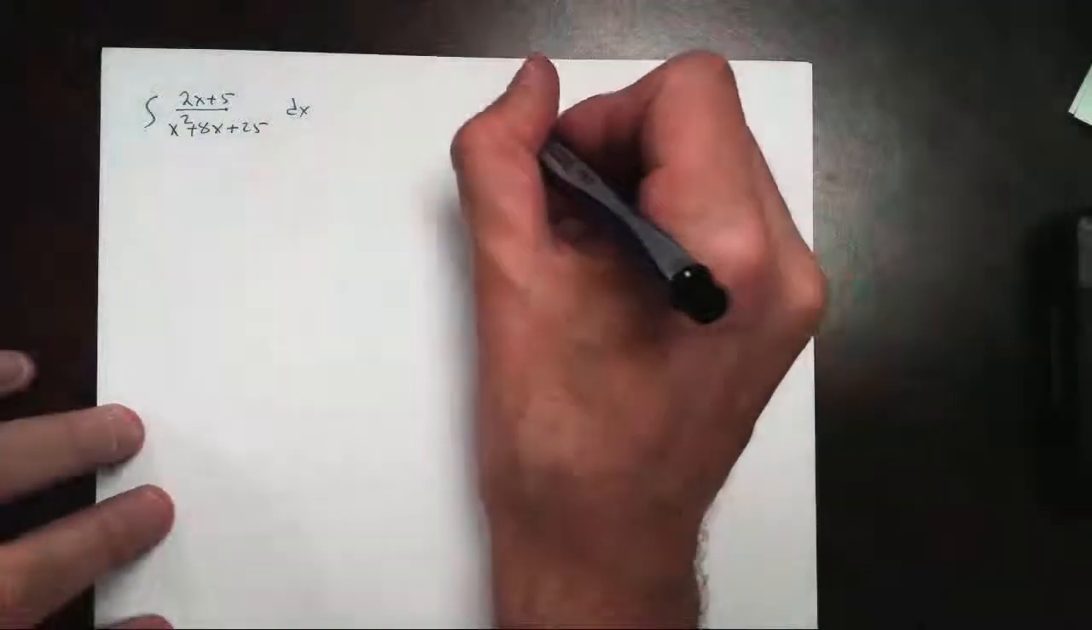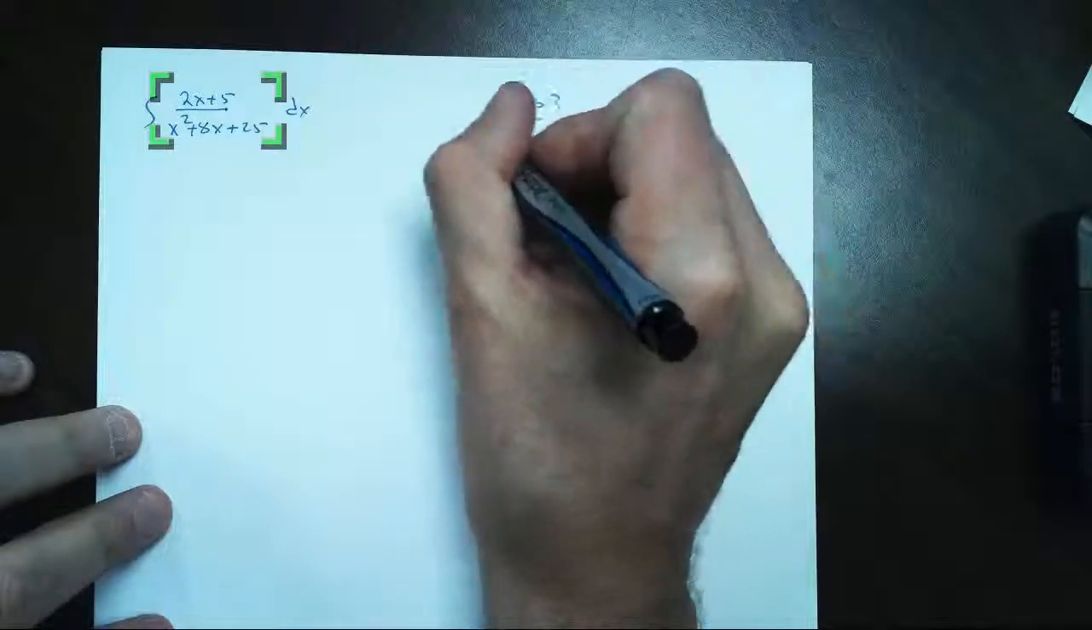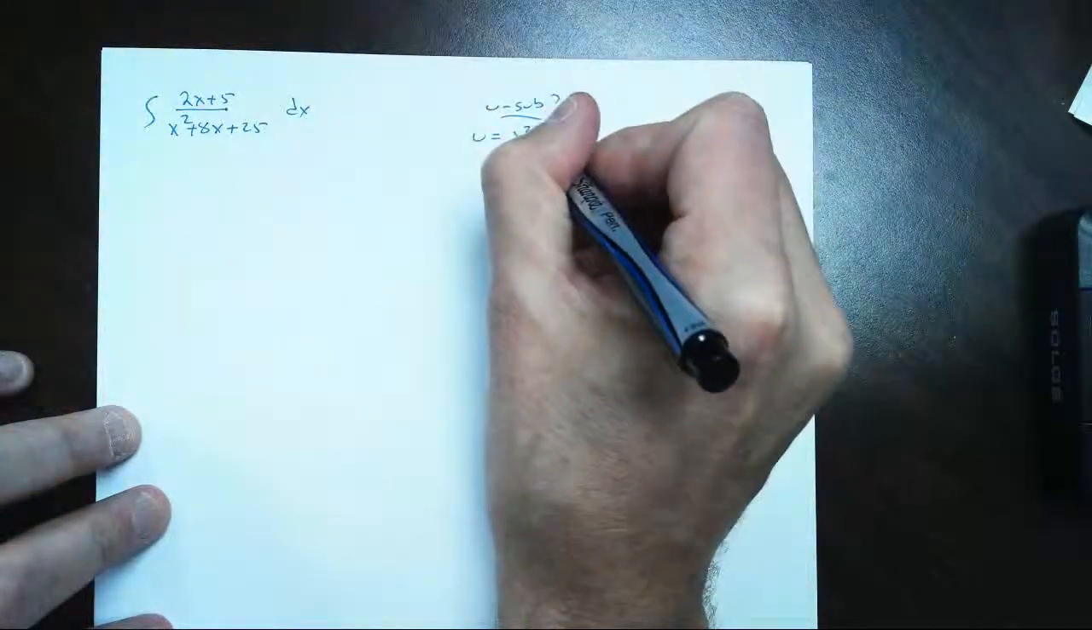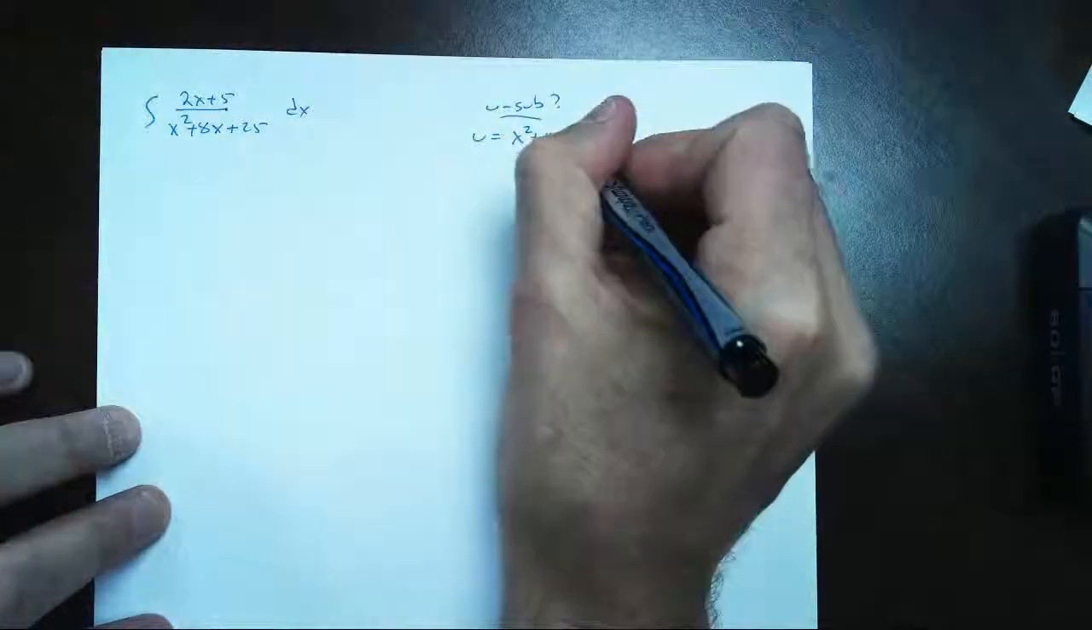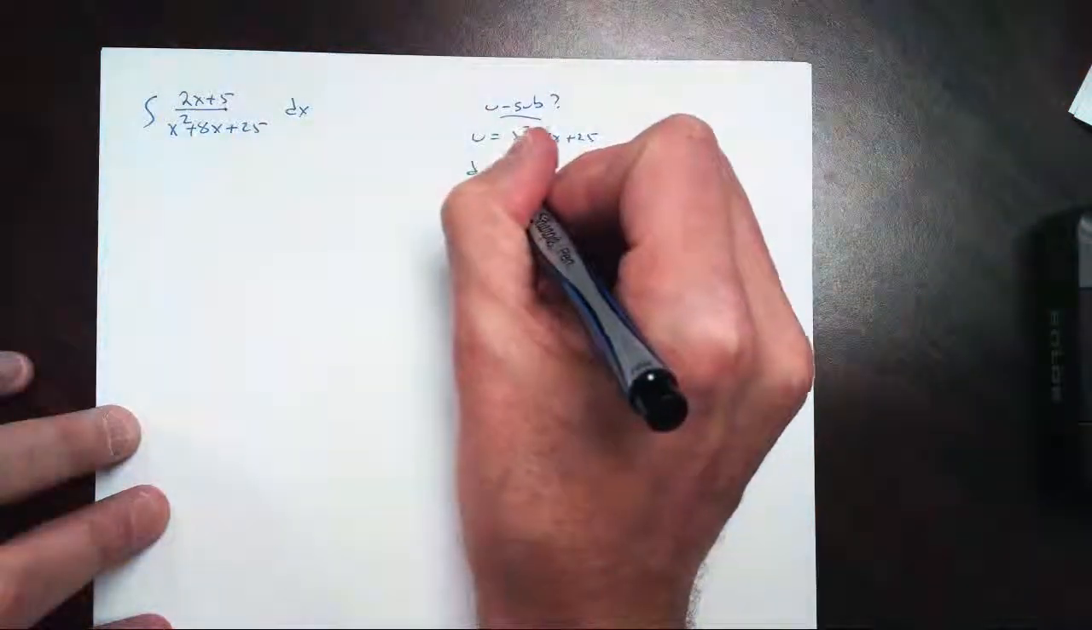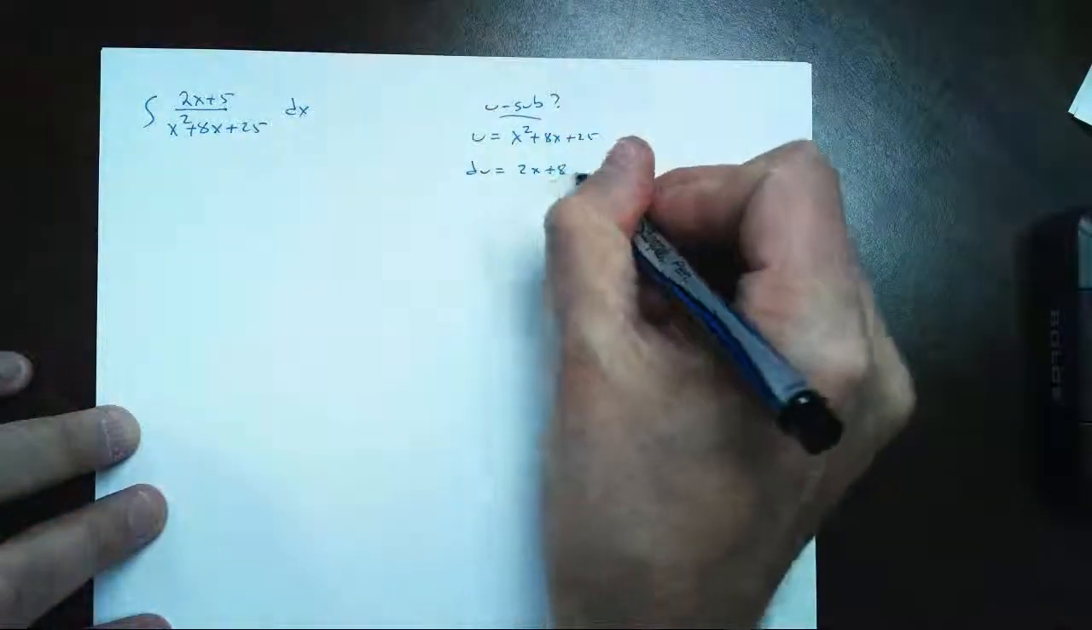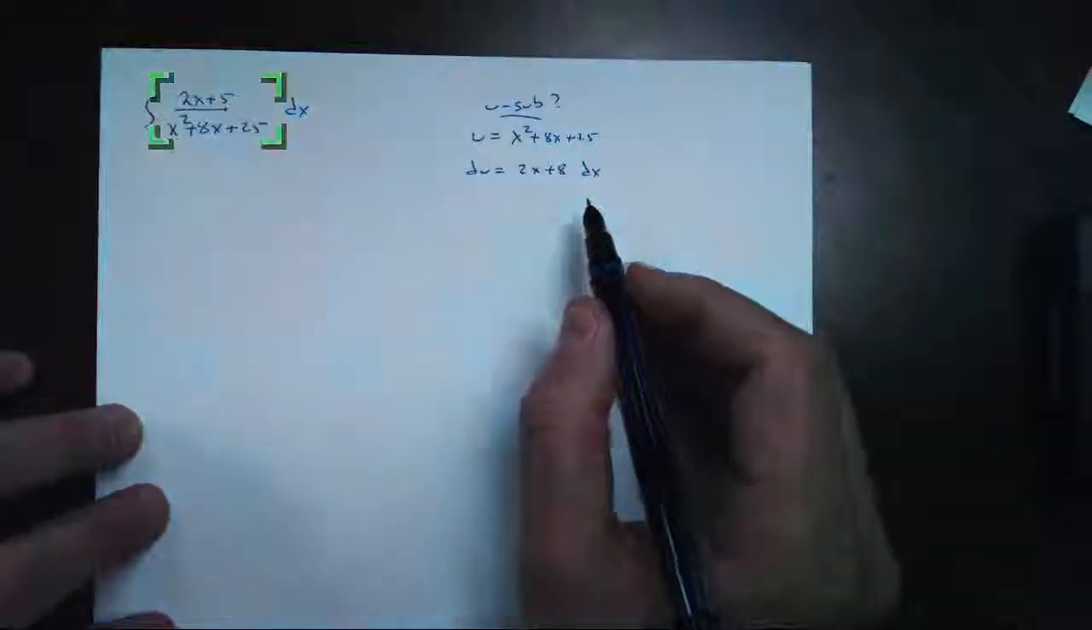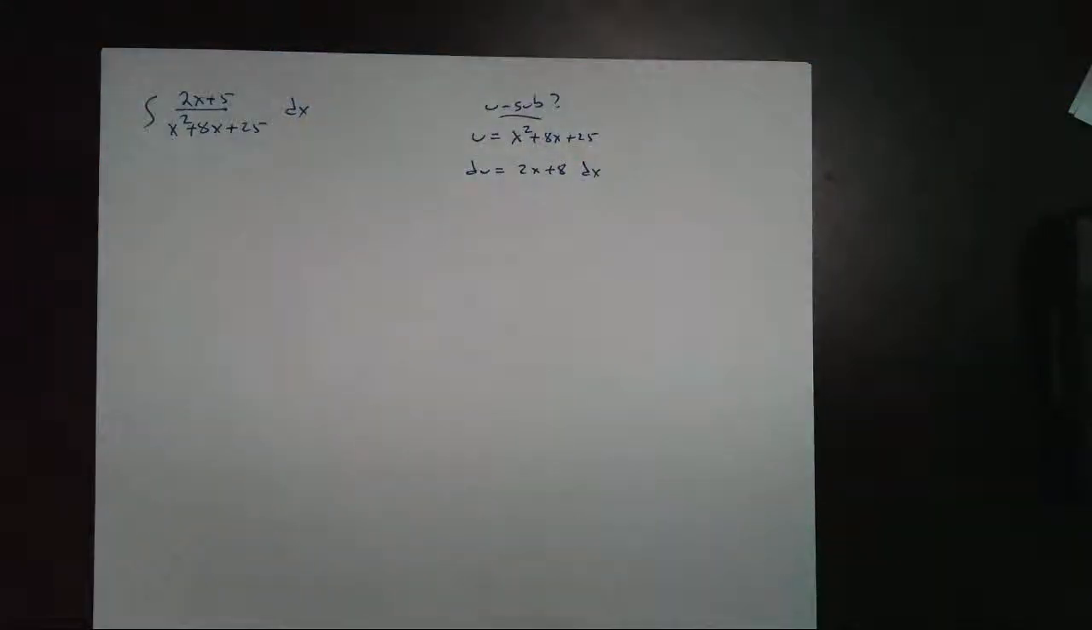Wow, hello. So what do we do for a problem like this one? Well, let's try use substitution. I let u equal, of course, the bottom, x squared plus 8x plus 25. Du is 2x plus 8 dx. Oh my gosh. Do you see this? I was told I needed to dance more, so here we go.